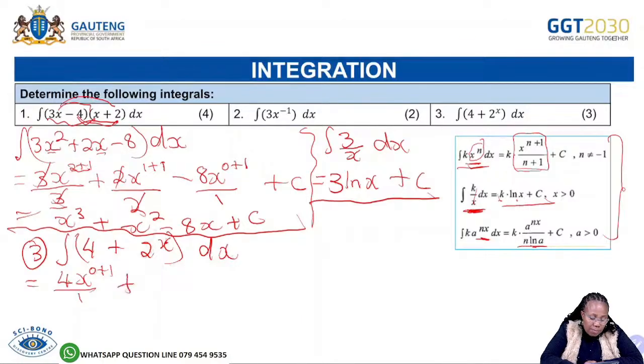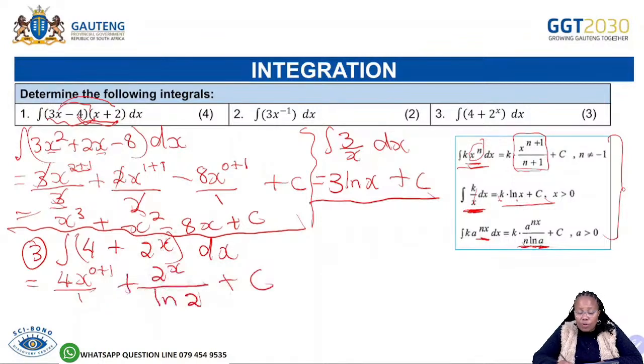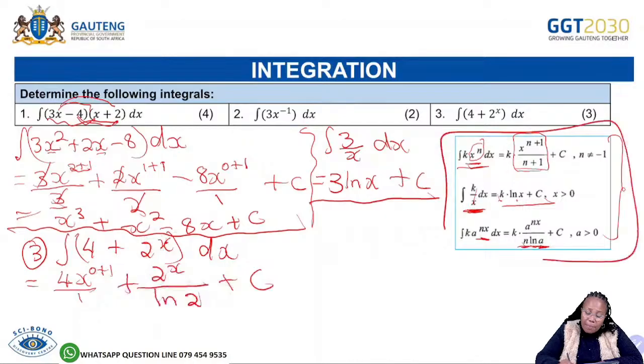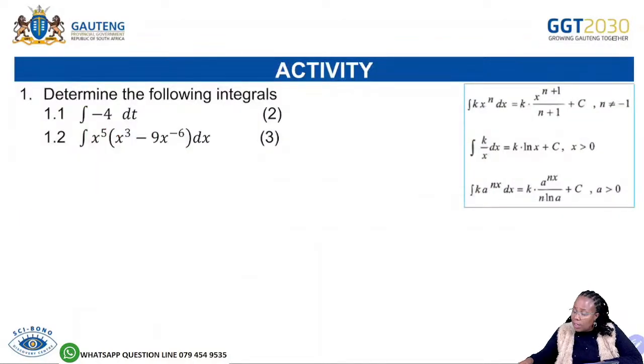So that means it will be 2 to the power x as it is on top, and then below it will be the ln of 2, because our a is 2 here. And then n, the coefficient is 1, that means we don't write it, and then plus c. So to integrate, you simply apply this rule in relation to the problem that you are having there, grade 12s.